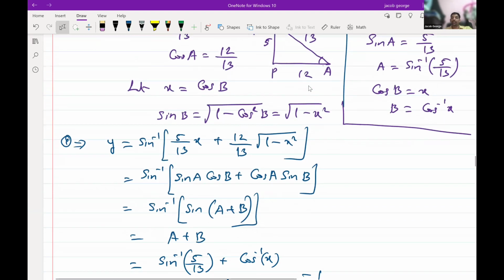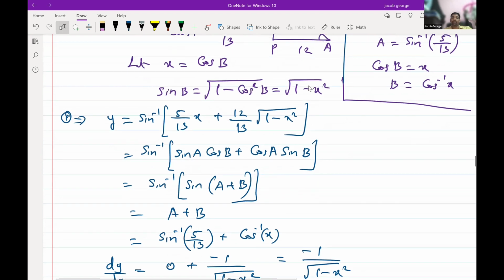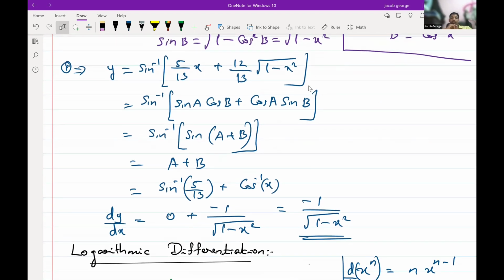Substitute for A and B. Since sine A is 5 by 13, A is sine inverse 5 by 13, and cos B is x, so B is cos inverse x. Then when you take the derivative, the derivative of sine inverse 5 by 13 is 0, and the derivative of cos inverse x is minus 1 by root of 1 minus x square. This is the complete answer to this question. Is it clear, children, this particular one? It is also an important 3-marker question. All of you got it clear?